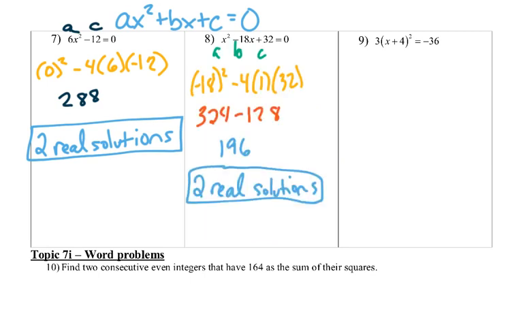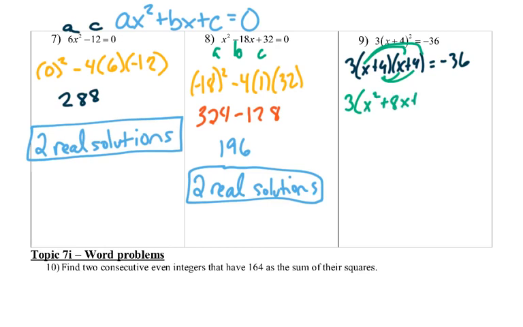So I got positive 196 for the discriminant and two real solutions. Number 9 is just a little bit tricky because we have to expand it before we can actually find the discriminant. So that means we're going to keep that 3 out front and multiply x plus 4 times x plus 4. This is how we'd sort of follow PEMDAS and do this multiplication. Now you can distribute the 3 and then multiply the two binomials, but I'm going to actually FOIL them first and keep the 3 out front because I like to deal with smaller numbers.